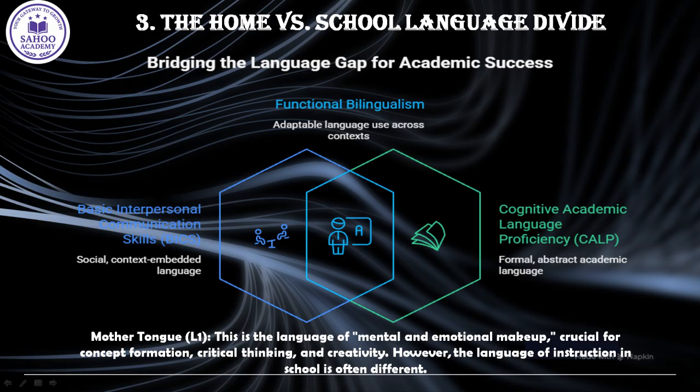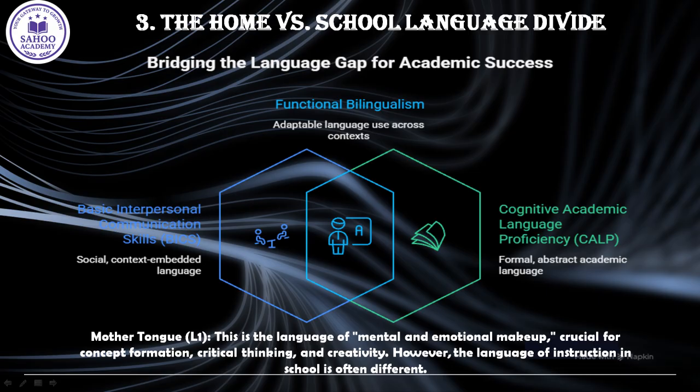Let us now discuss the third dimension, that is the home versus school language divide. At the outset, let me give an example. We find some students talk to their friends for hours together. They effortlessly go on telling stories and negotiating game rules in the playground. But those same students in the classroom sit silently, and we can find them struggling to write even a simple paragraph. Are they less intelligent?